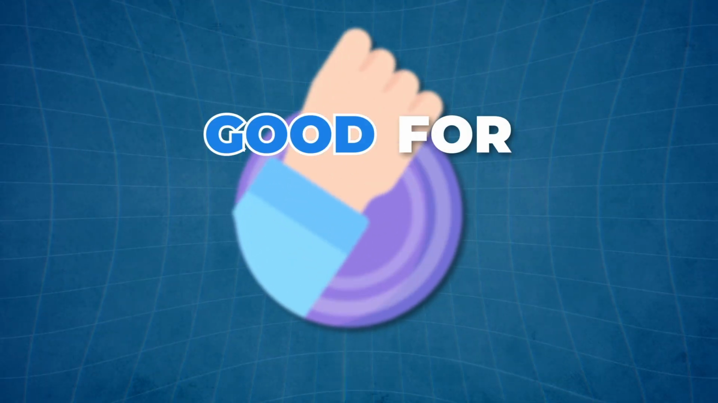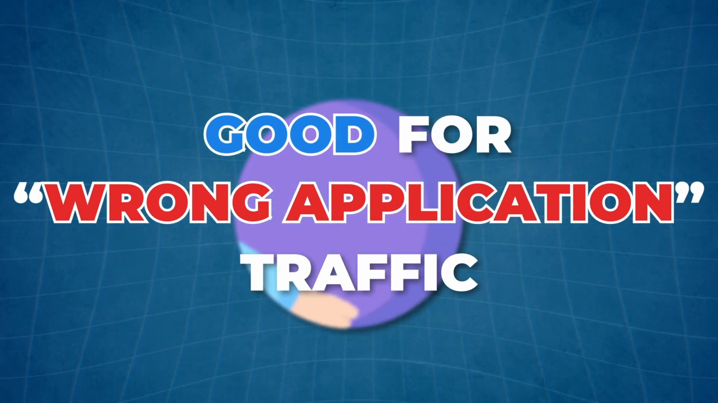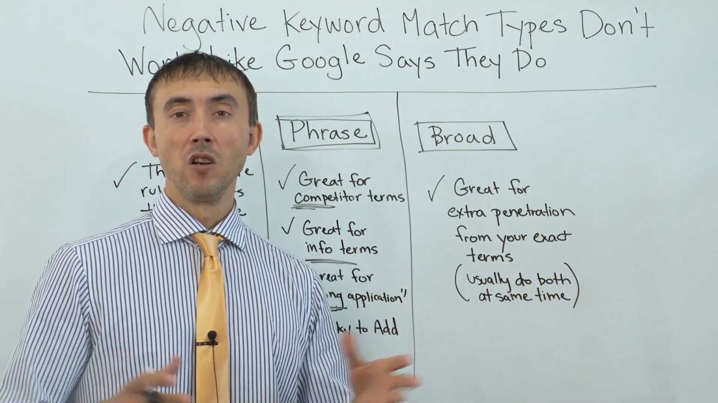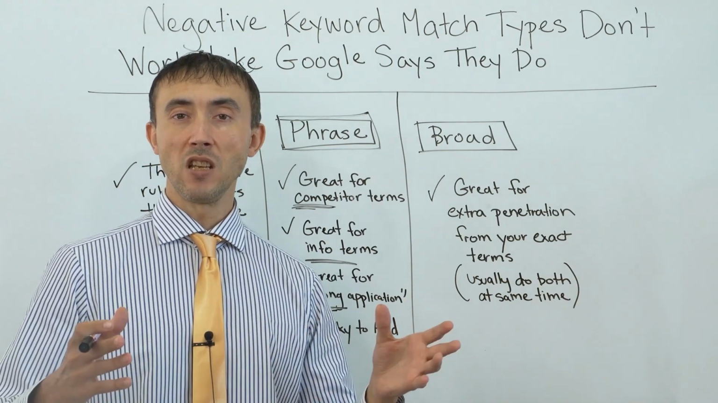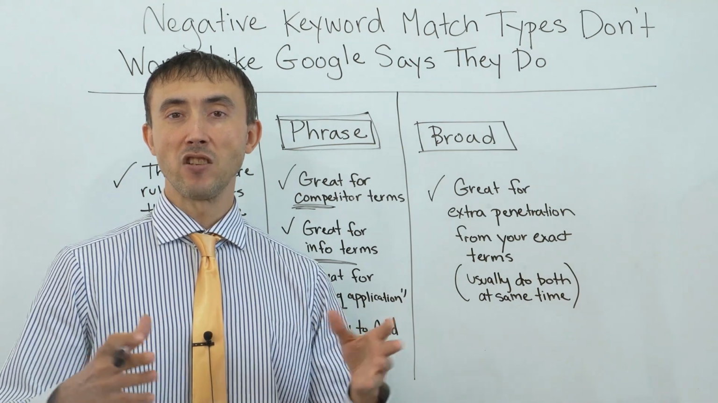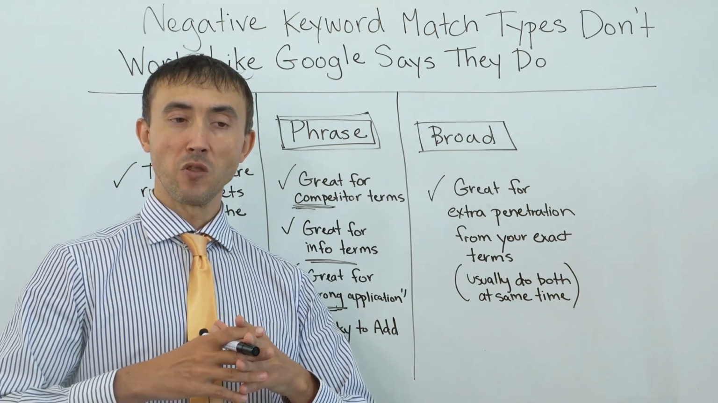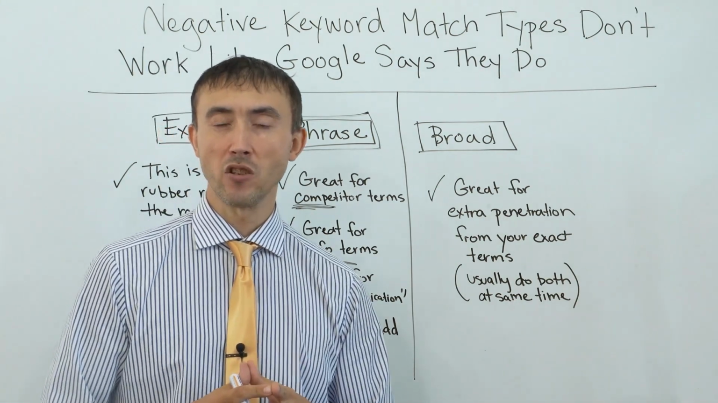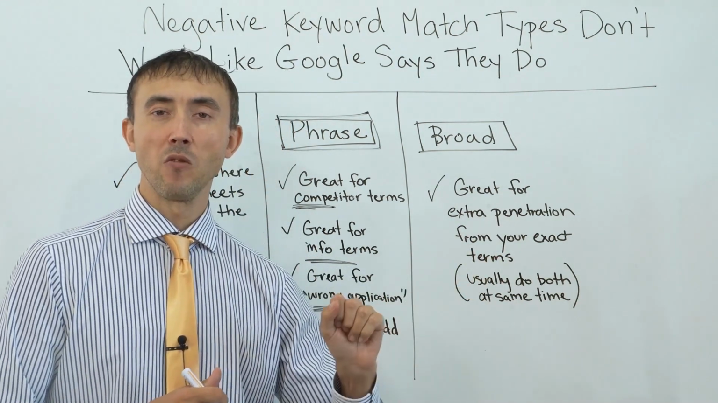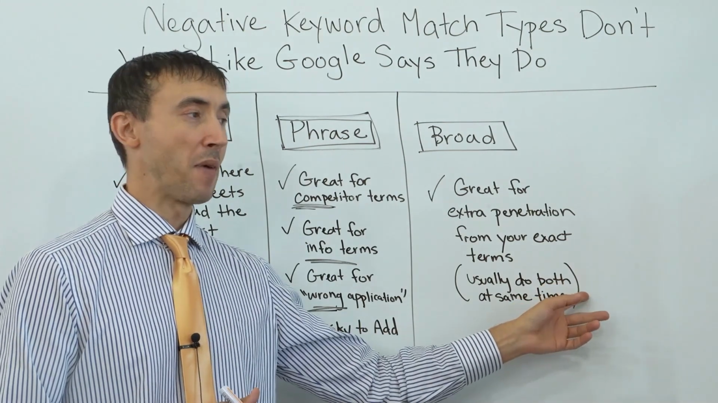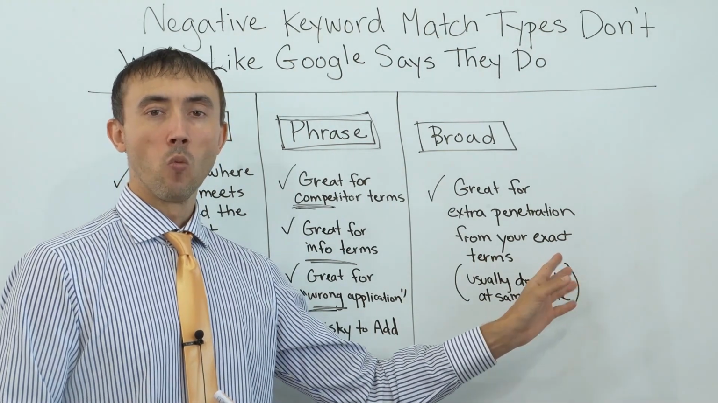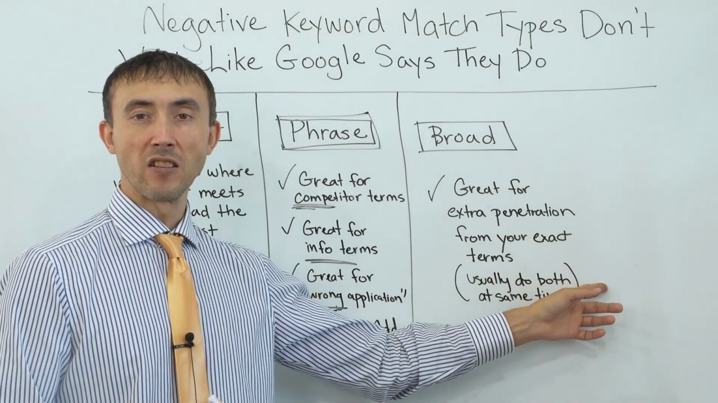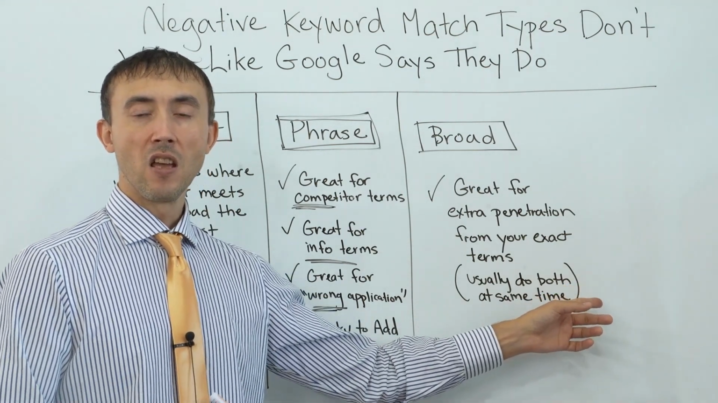Phrase match is also good for wrong application traffic. So if you sell t-shirts and you only sell white t-shirts versus yellow, you add the search term yellow t-shirt as a phrase match negative keyword itself. Generally speaking, that'll get you pretty good coverage without potentially blocking traffic that could be profitable in the future if you were to add it in broad match. Sometimes people will type in white and yellow t-shirts. Well, if you have yellow added as a broad match, now you're blocking that term. So it's a little bit too broad in that situation.